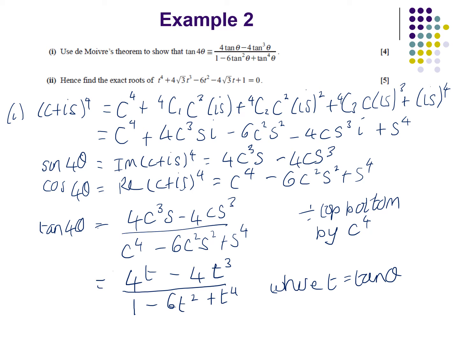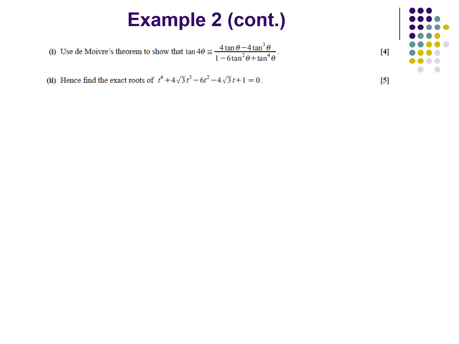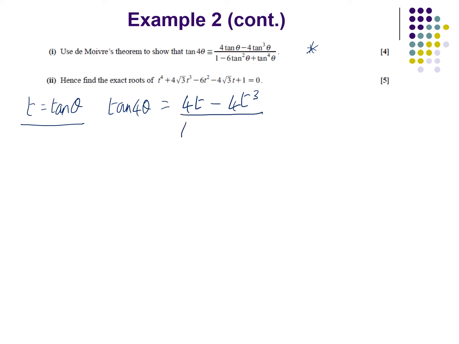Okay, that's 4 marks. Let's go to the second part, which is even more marks. So again, what I said to you is we're going to relate that equation to this identity. So you can see the equation has t's in, and I'm going to let t equal tan theta. Okay, so let's rewrite my identity. Tan 4 theta equals 4t minus 4t cubed over 1 minus 6t squared plus t to the 4.